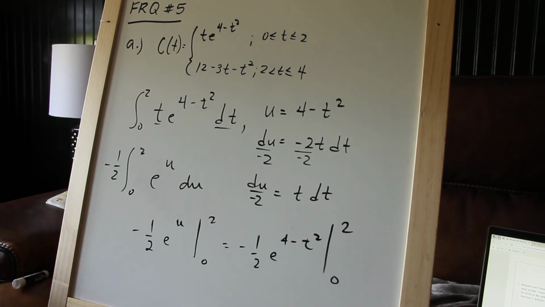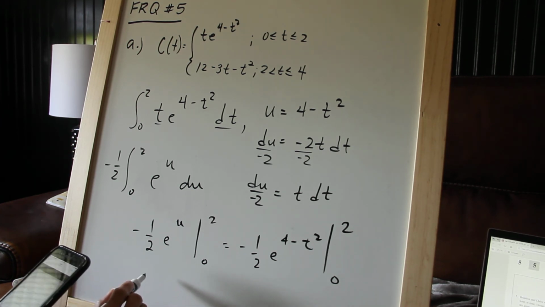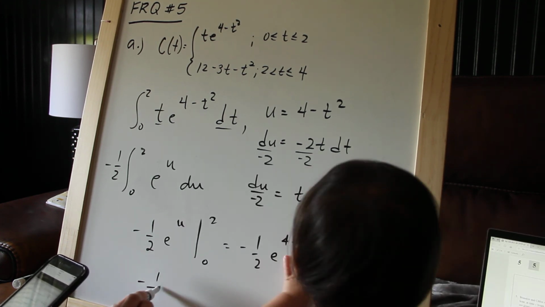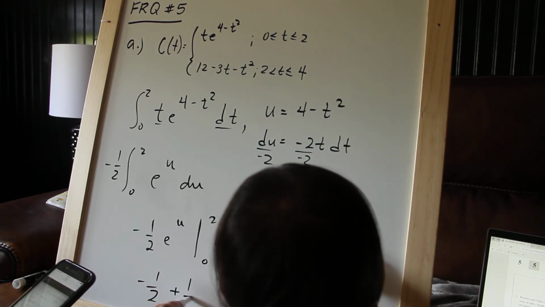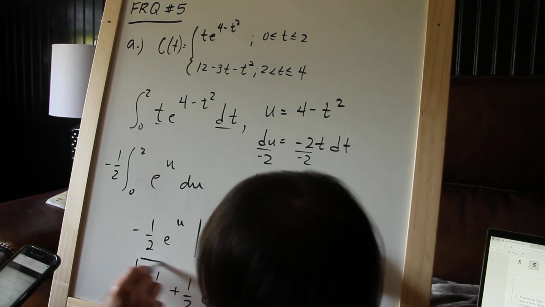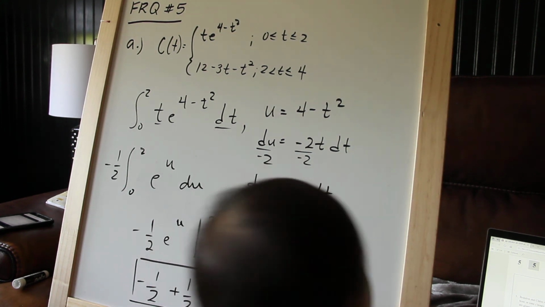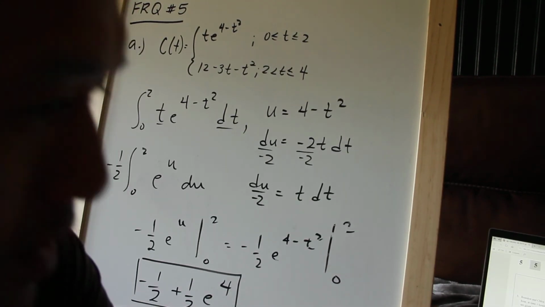So the actual answer turns out to be negative 1/2 plus 1/2 e to the 4. That's your answer. Okay? So that's your answer right there with a little baby in the picture.